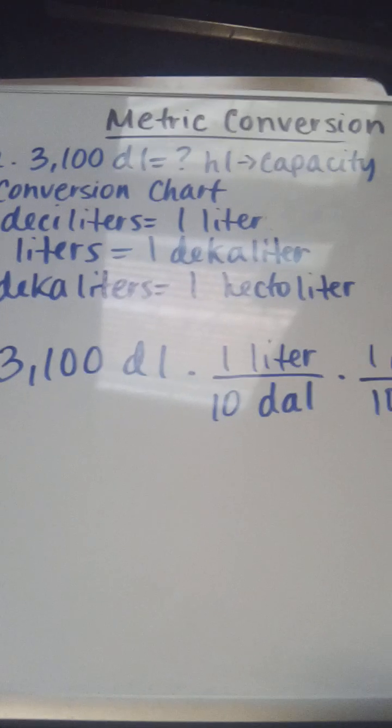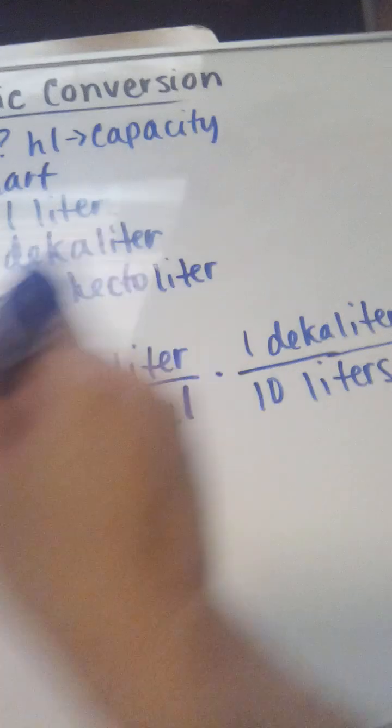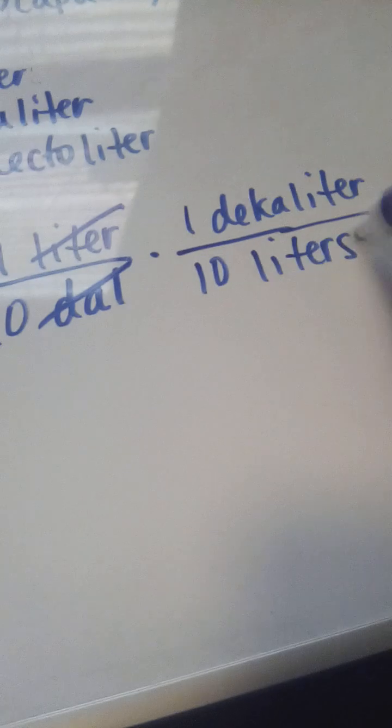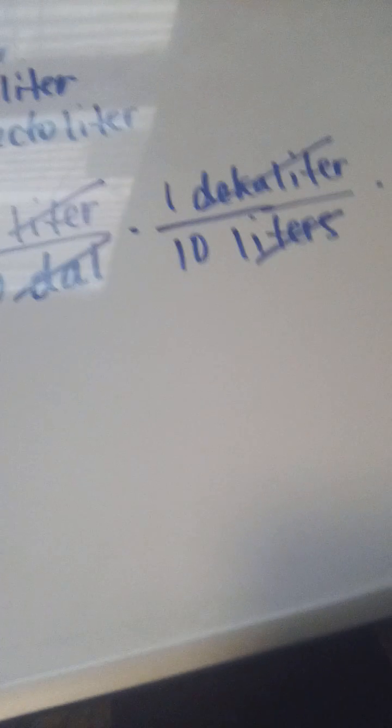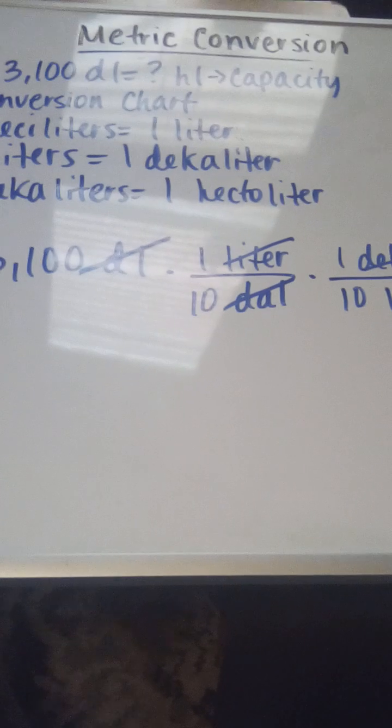Time to cancel out the units. This will be canceled out. The liters will cancel out. The deciliters will cancel out. Now we have 3,100 times 1. That gives us 3,100.